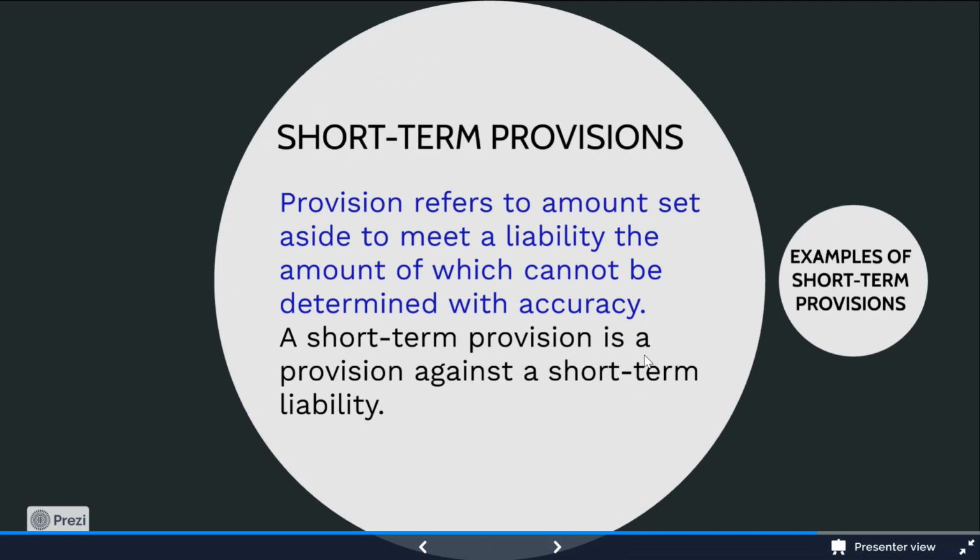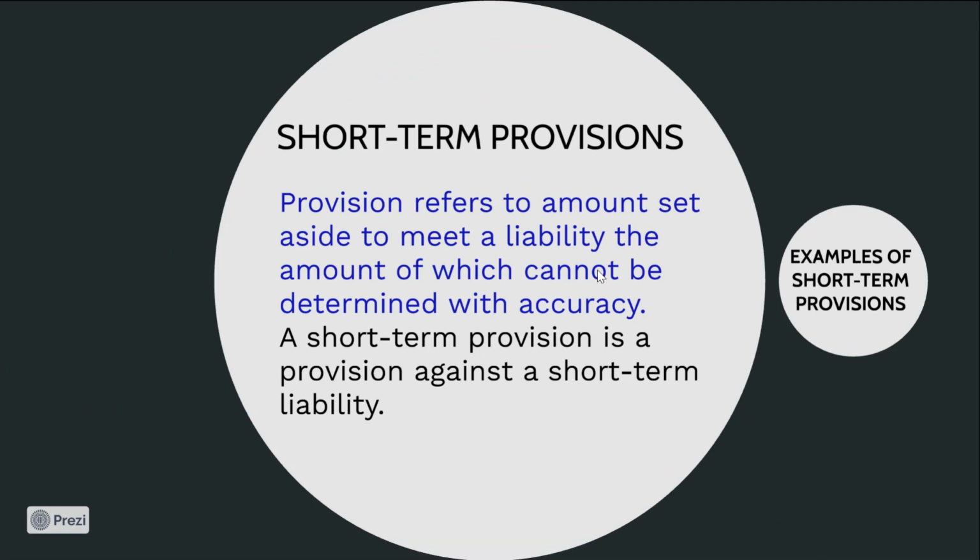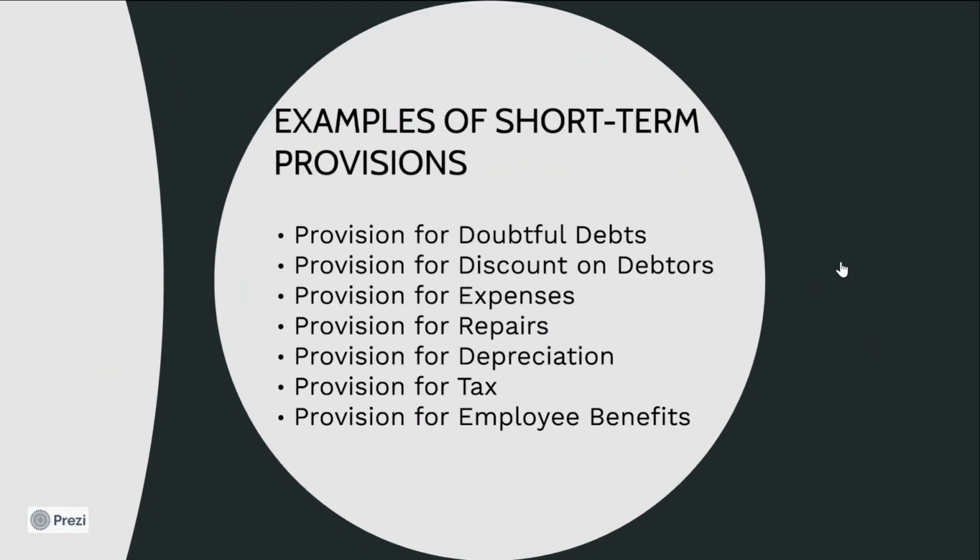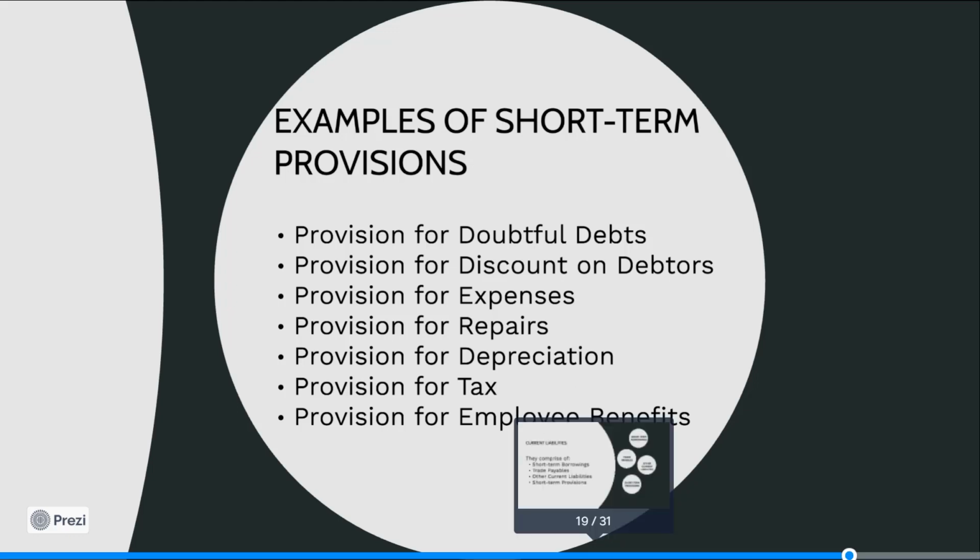Finally, short-term provisions. We've seen what a provision is. It refers to an amount set aside to meet a liability, the amount of which cannot be determined with accuracy. A short-term provision is a provision against a short-term liability. Examples of short-term provisions include provision for doubtful debts, provision for discount on debtors, provision for expenses, provision for repairs, provision for depreciation, provision for tax, and provision for employee benefits.